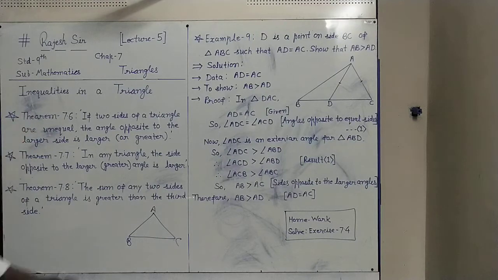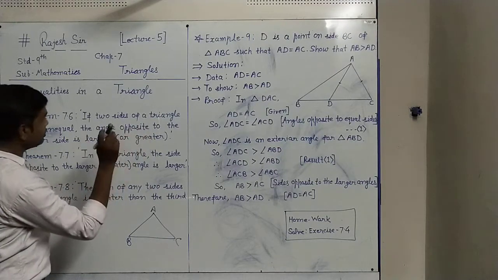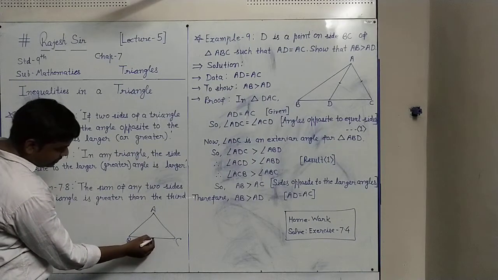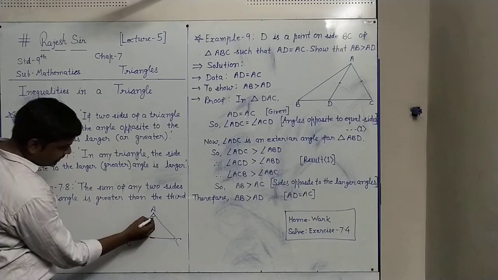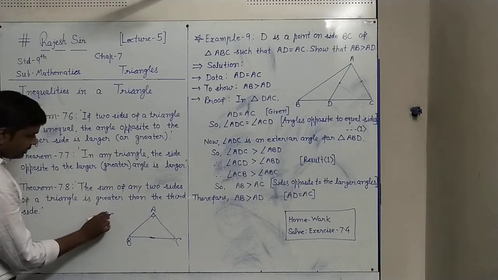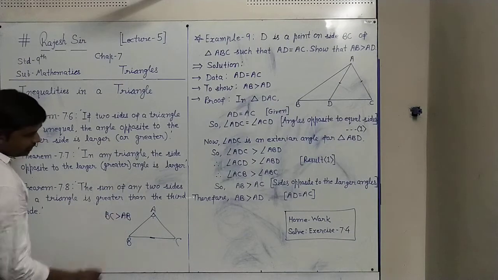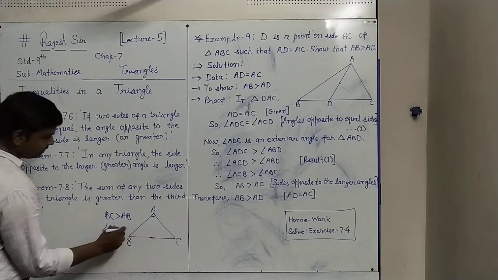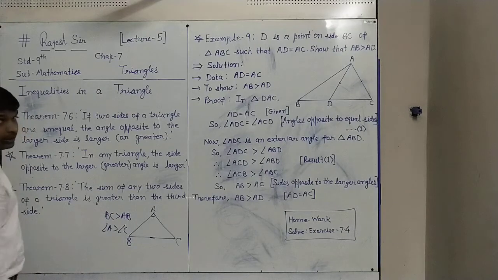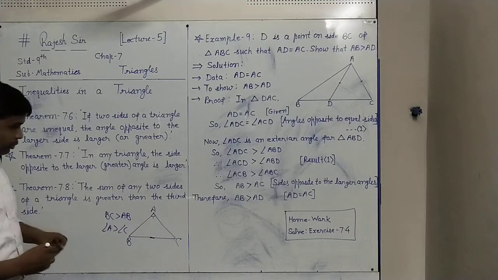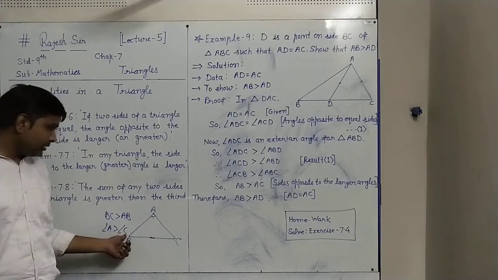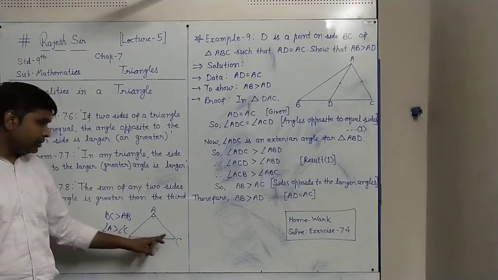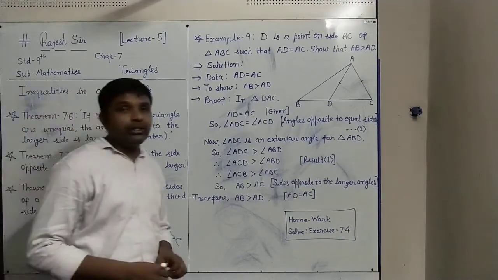And these two theorems you can also understand from this: the angle opposite to the longer side. The longer side, as we can say, BC is the longer side, so its opposite angle is A. So if BC is greater than AB, its opposite angle A will be greater than AB's opposite angle, which is C, right? And its inverse also. Suppose angle A is greater than angle C, then the opposite side of angle A, that is BC, will be greater than the opposite side of angle C, that is AB. So that way we have to understand the theorems.